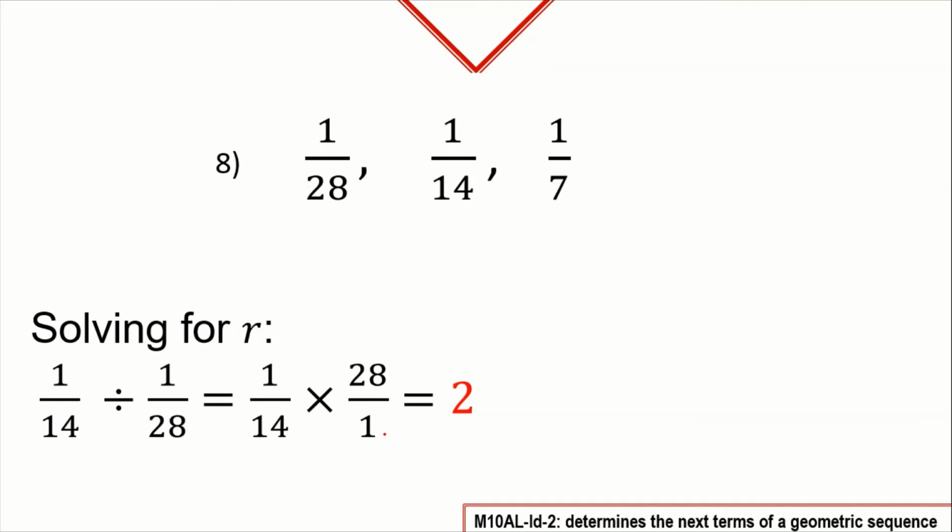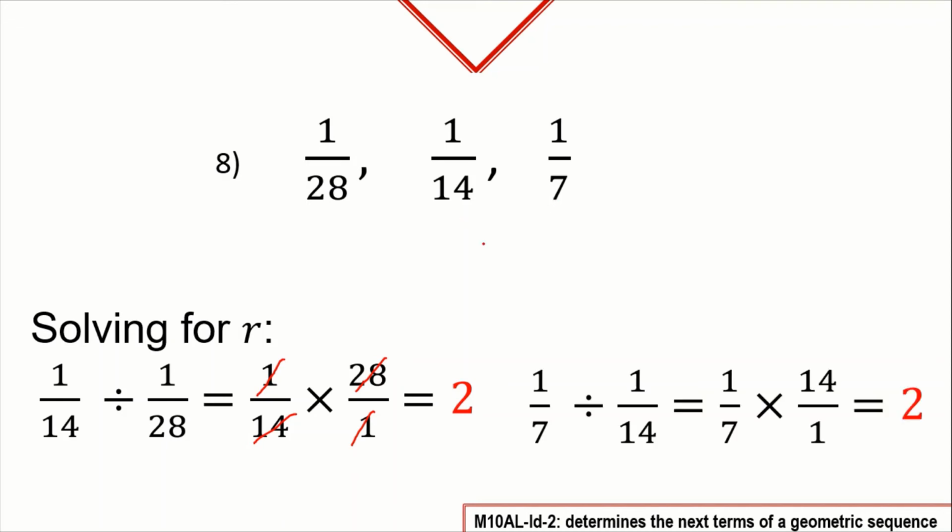So, that is 28 over 1. Then, proceed to multiplication. This is equal to 1. Then, 28 divided by 14 is 2. Okay, so ang lumabas na ratio dito ay 2. Ganon din naman kung ang gagamitin mo ay third term and second term.